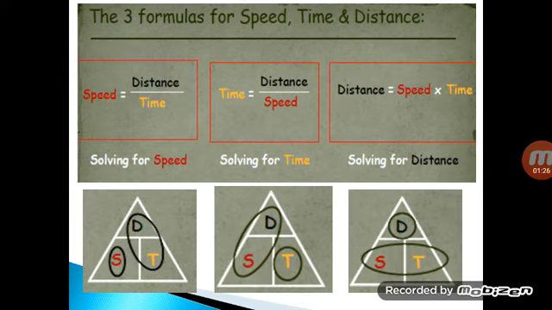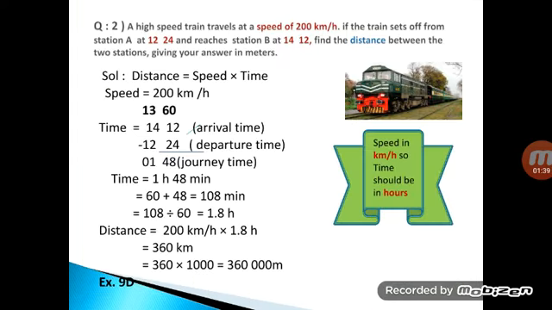The third one is distance equals speed into time, when the distance is missing. Again, from the triangle we can see that distance equals speed into time. With the help of a question from exercise 9D, we can have a better understanding of the formulas to use.